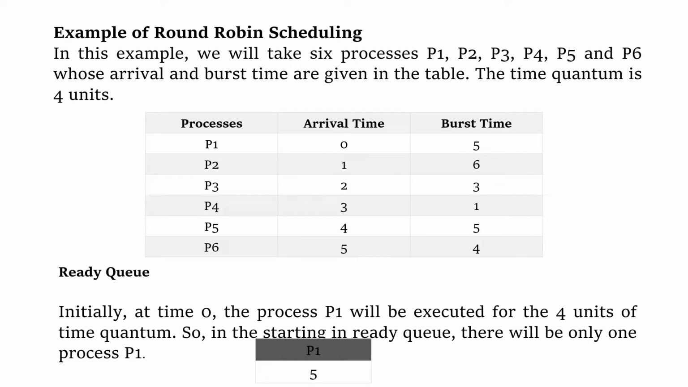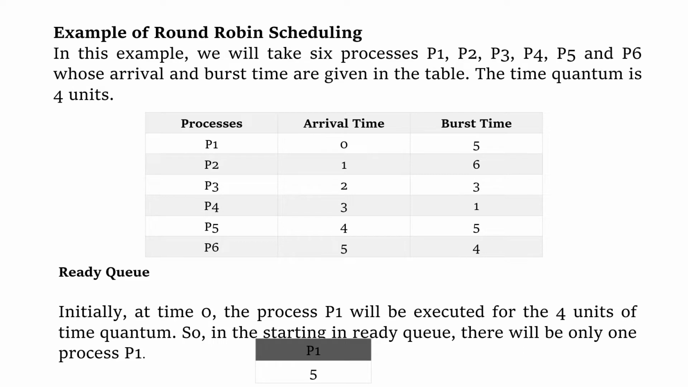To explain this round robin scheduling, we are taking 6 processes whose arrival and burst times are given in this table. The time quantum we choose is 4 units. In round robin scheduling, we know that there is a time quantum, and for that particular time quantum only, a process at a time executes. Then, if the burst time is in excess of that time quantum, it will move to the ready queue.